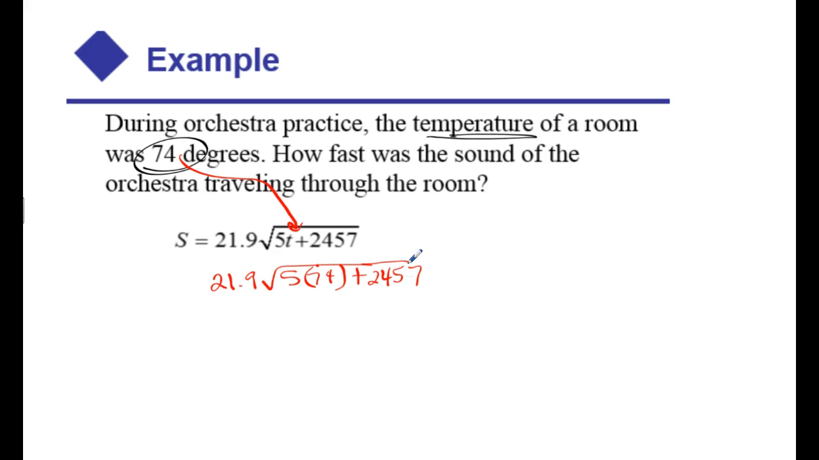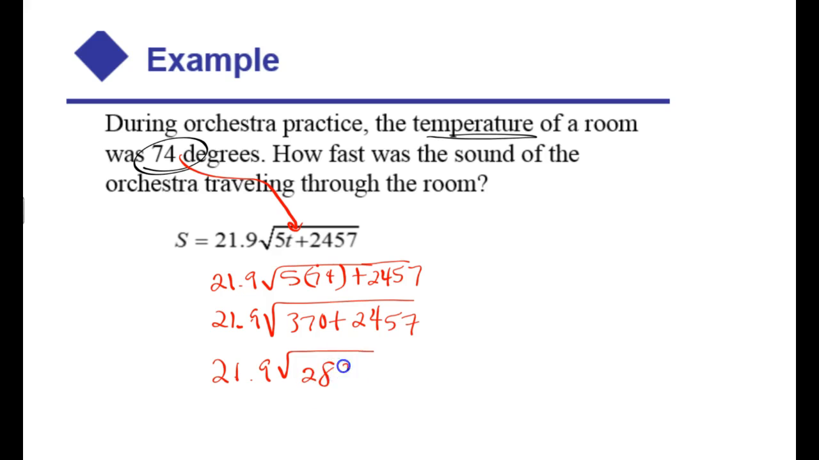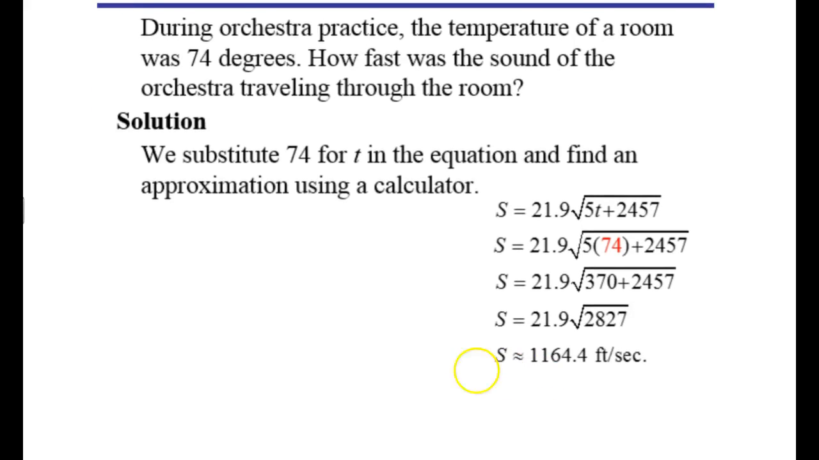It's just a bunch of number crunching here. But if you type this into your calculator, you'll get the solution very quickly. So I honestly would not take the time to find out that that's 370. You're eventually going to pick up your calculator anyways because nobody knows the square root of 2827. But if you were to type this in, you're going to get somewhere around 1164.4 feet per second. But again, I would have gone to the calculator right from the get-go. I would not have done all the number crunching.